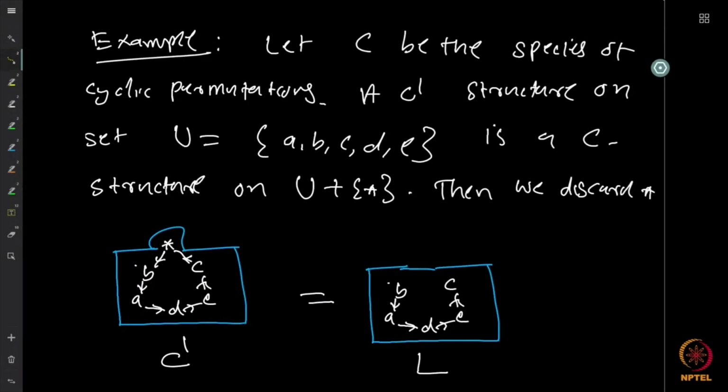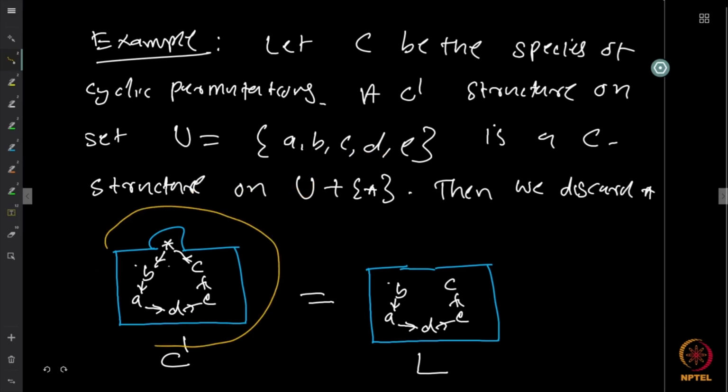Now here is a nice example. Let C be the species of cyclic permutations. Now we want to look at the derivative C dash, right? A C dash structure on U, let's say U is the set A, B, C, D, E, is, as we said, a C structure on U plus a new element star. So basically we are defining C star as a cycle structure on A, B, C, D, E and star.